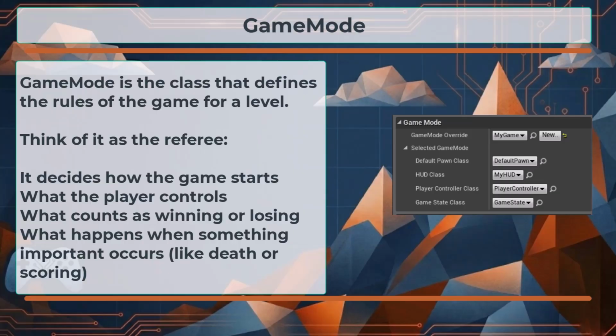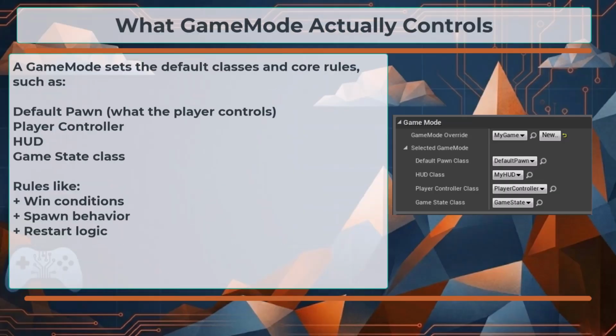It decides how the game starts, what the player controls, what counts as a winning or losing scenario, and what happens when something important occurs, like a death or scoring. But what the game mode actually controls is essentially a set of default classes and core rules. So for example, default pawn, which you can see here, is what the player controls.